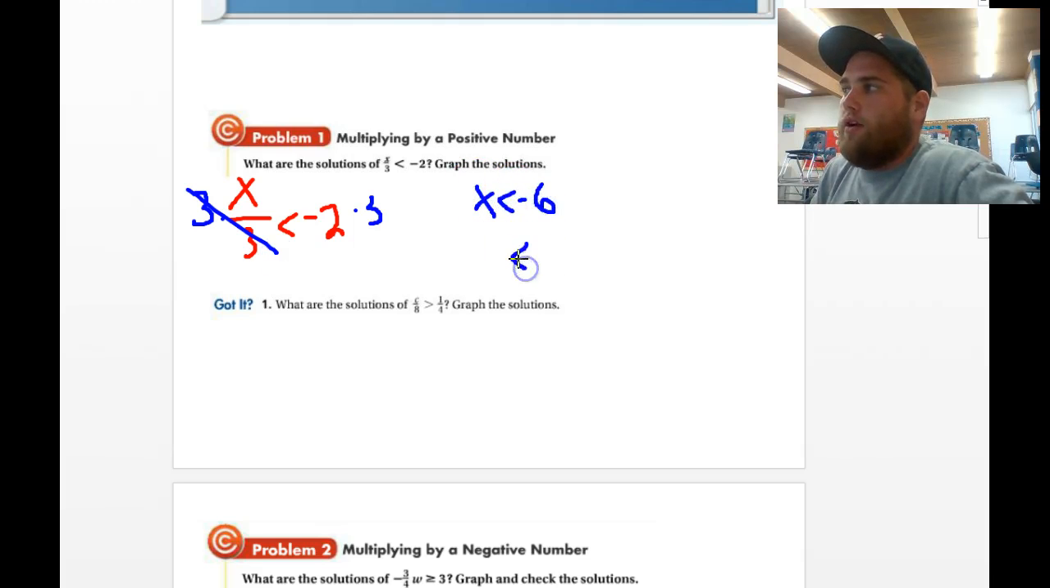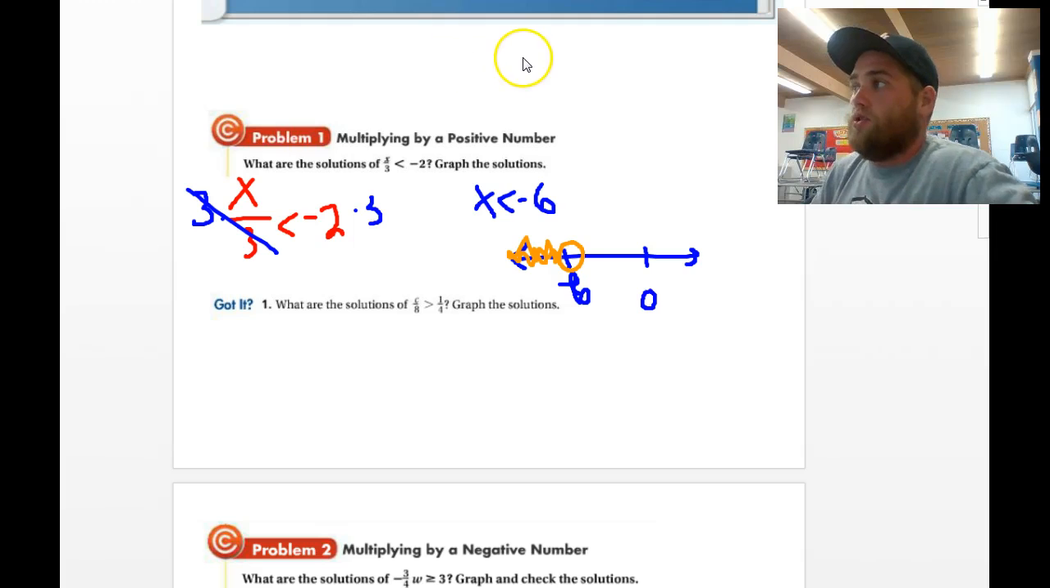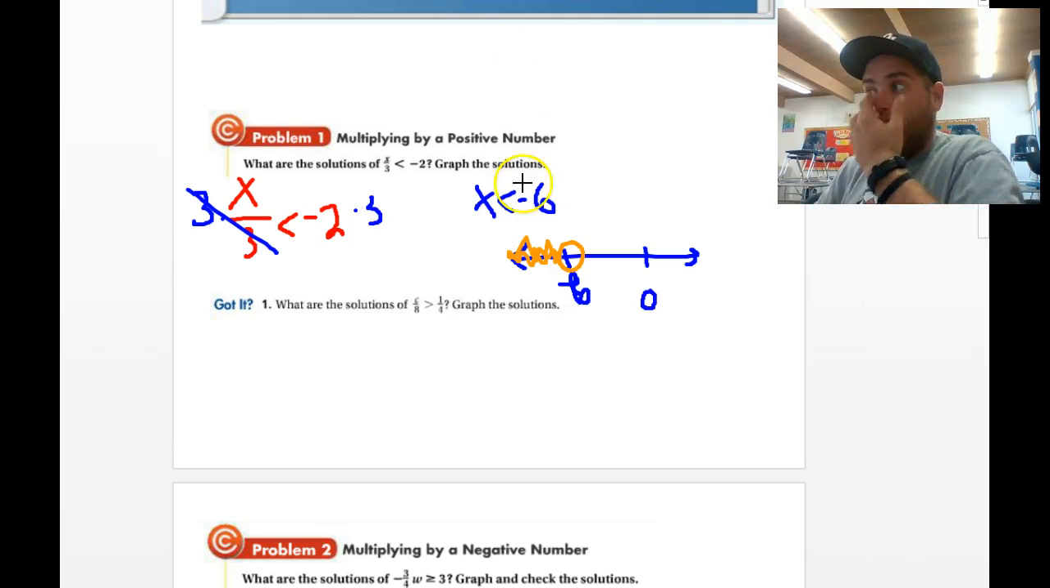When I graph this, I put -6. Oh, what is that symbol? That is nasty. -6, and then I put 0. My circle, I'm going to do a color, is open, and then I'm going to shade the direction it's pointing, so I'm going to shade that way. Very, very basic stuff. It's just we're taking it one more step, and we are doing multiplication.